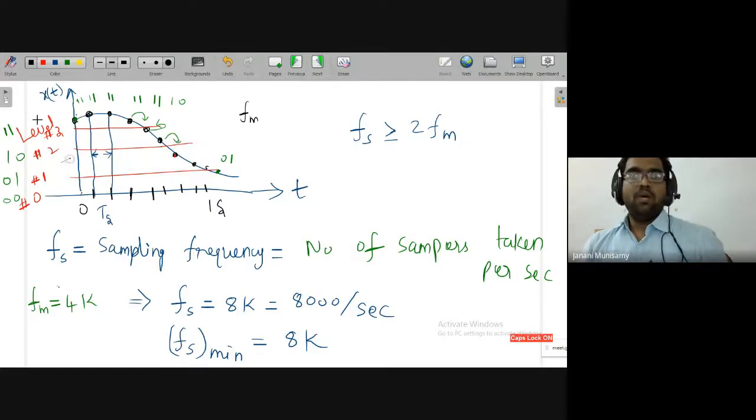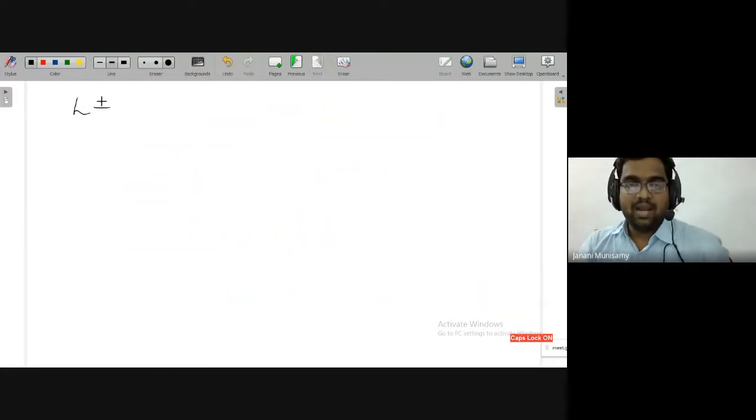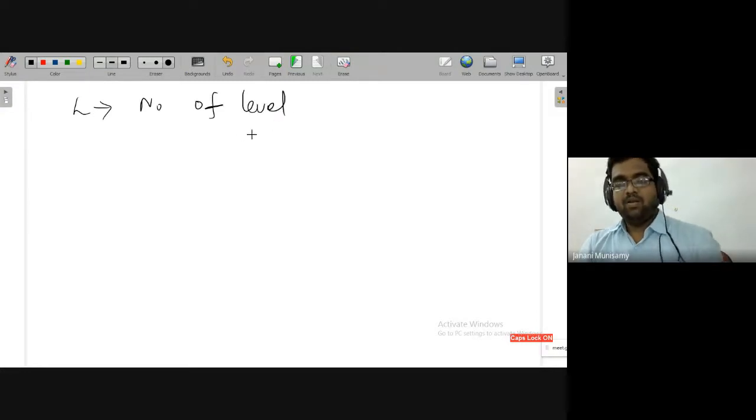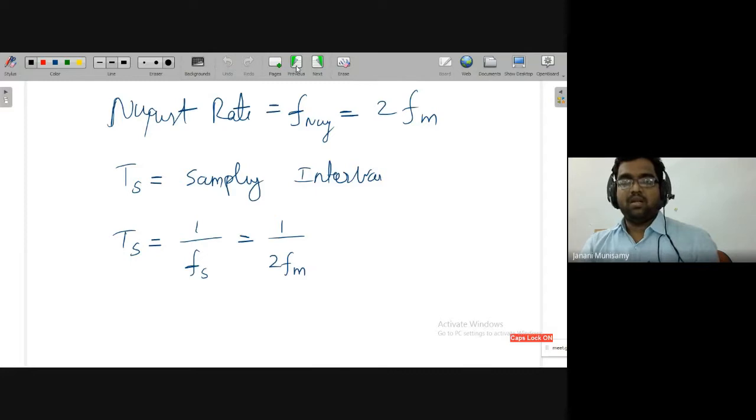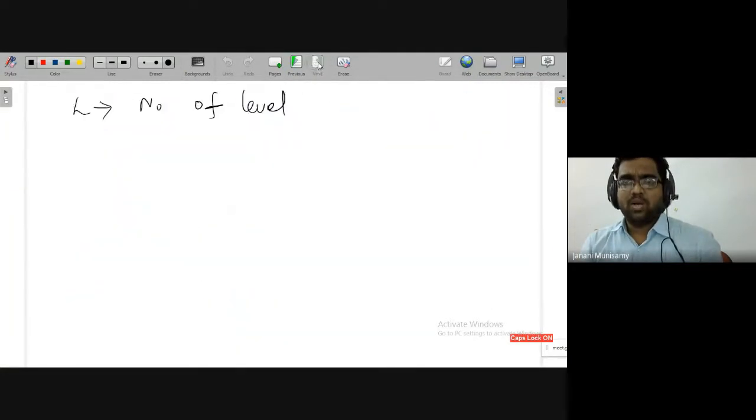So now I have introduced the levels. So L, I have introduced L, indicating the number of levels. So again, this comes under the topic of quantization. This process is called quantization. After sampling, we have to assign the levels. That is called quantization. So L is indicating the number of levels.